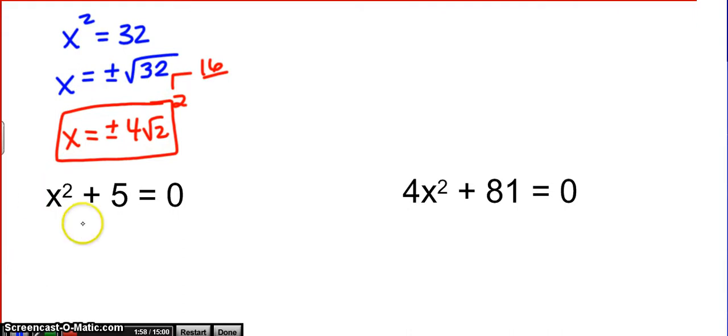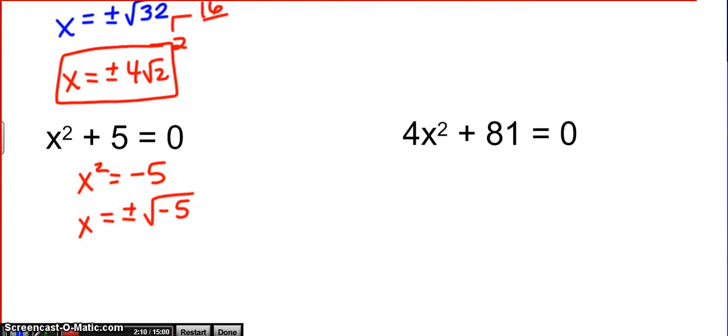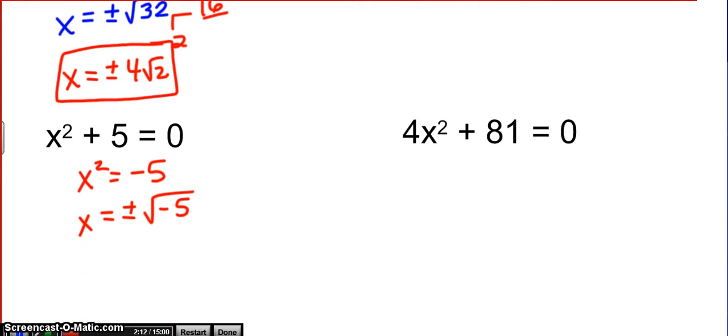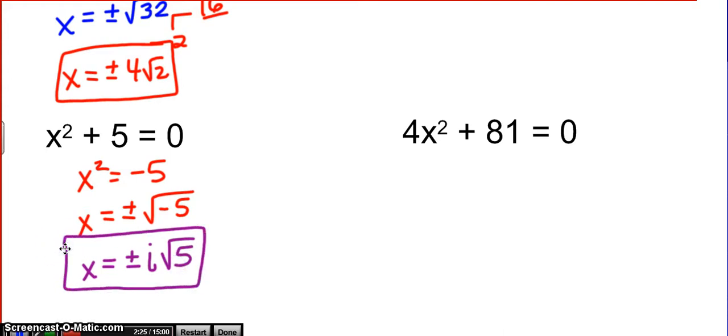But here I'm going to isolate my squared term, x squared equals negative 5, take a square root, x equals plus or minus the square root of negative 5. If you remember from previous classes, taking a square root of a negative number comes out as an imaginary number. So we take an i out from underneath, and then the 5 stays in place. So no, this does not have a real solution, but it does have two imaginary solutions.